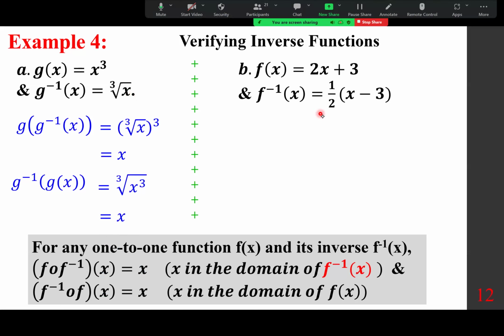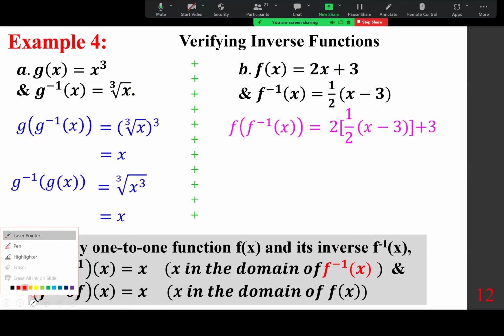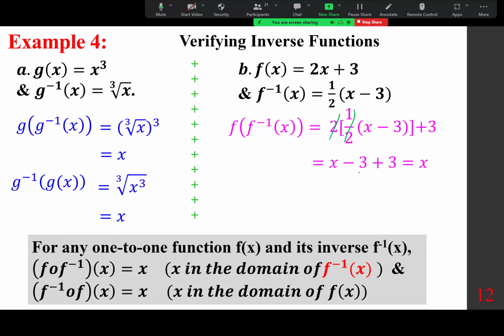Let's do the same thing here. f of x is 2x plus 3. f inverse of x is 1/2 x minus 3. So we are going to write f of f inverse of x. That means replace the x with f inverse. As we do that, 2 and 1/2 cancel each other. We end up with x minus 3 plus 3, and the answer is x.